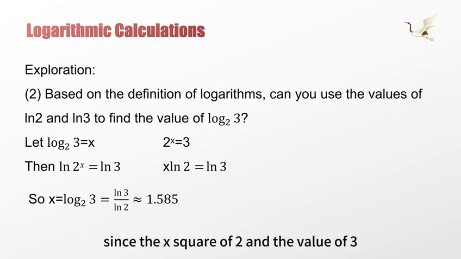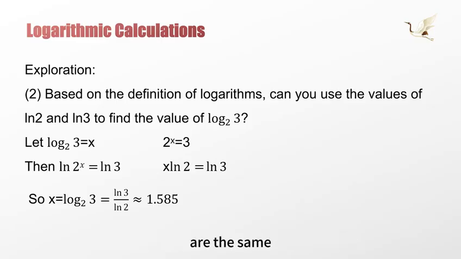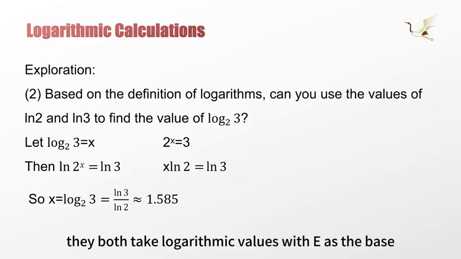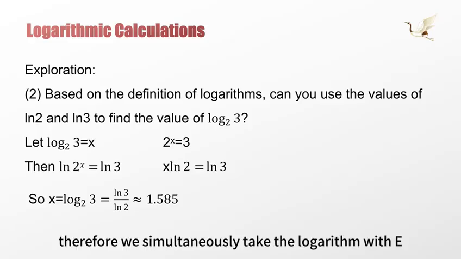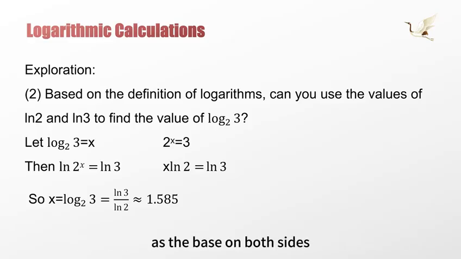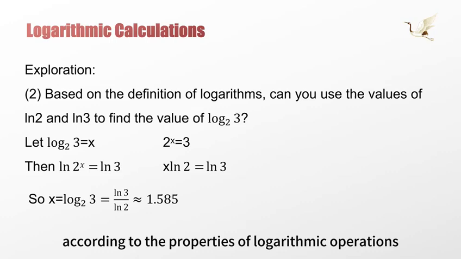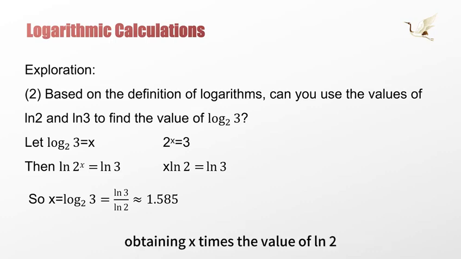Since 2 to the power x and 3 have the same value, taking logarithms of both with e as the base still gives the same values. Therefore, we simultaneously take the logarithm with e as the base on both sides and obtain ln of 2 to the power x is equal to ln 3. According to the properties of logarithmic operations, we obtain x times ln 2 equals ln 3. Therefore, we can calculate x, which is the logarithm of 3 with 2 as the base that we want to represent, so that it is equal to ln 3 divided by ln 2.